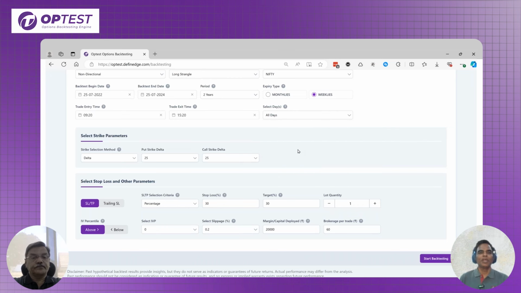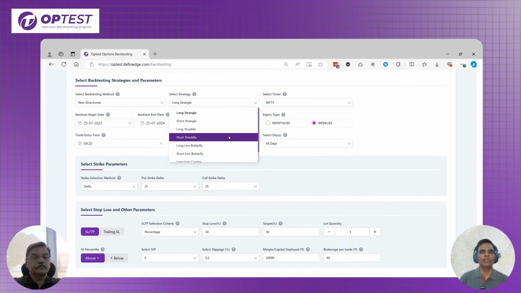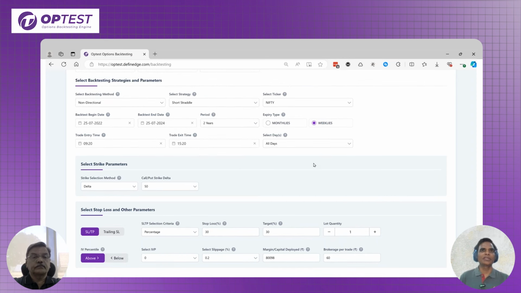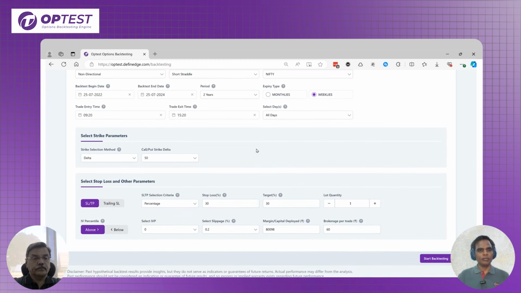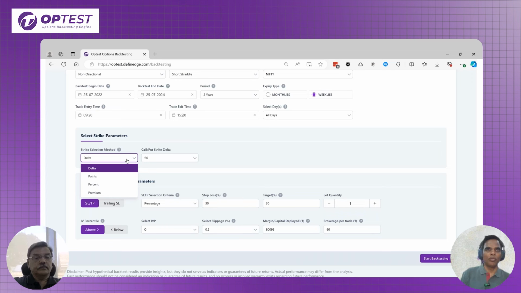Now let's say I want to choose a short straddle, because it's the most common time-based strategy people use. Now here there are different strike selection methods. You can select based on delta, or based on points, or based on percent as a premium. So let's say I want to select based on delta. The at the money strike is at 50 delta, so it automatically shows you 50 delta as the common choice.